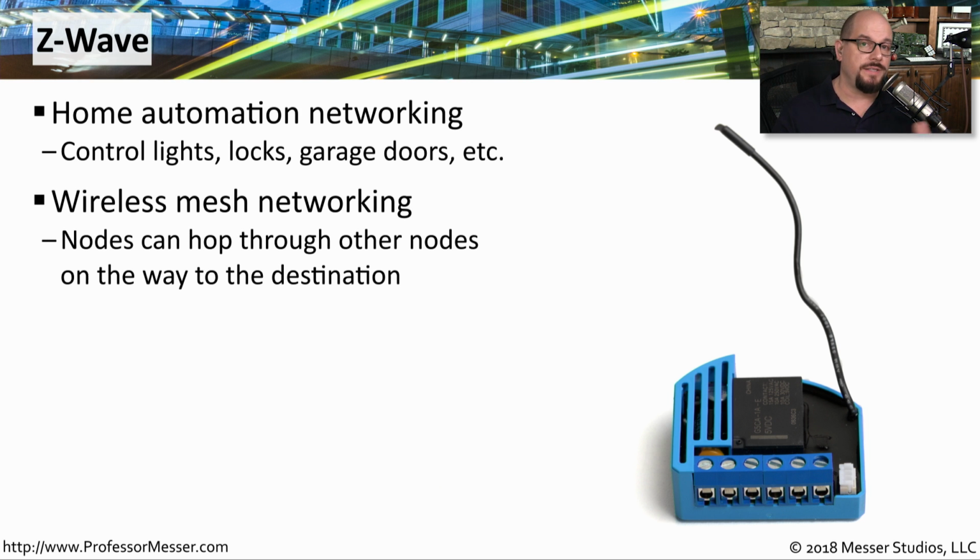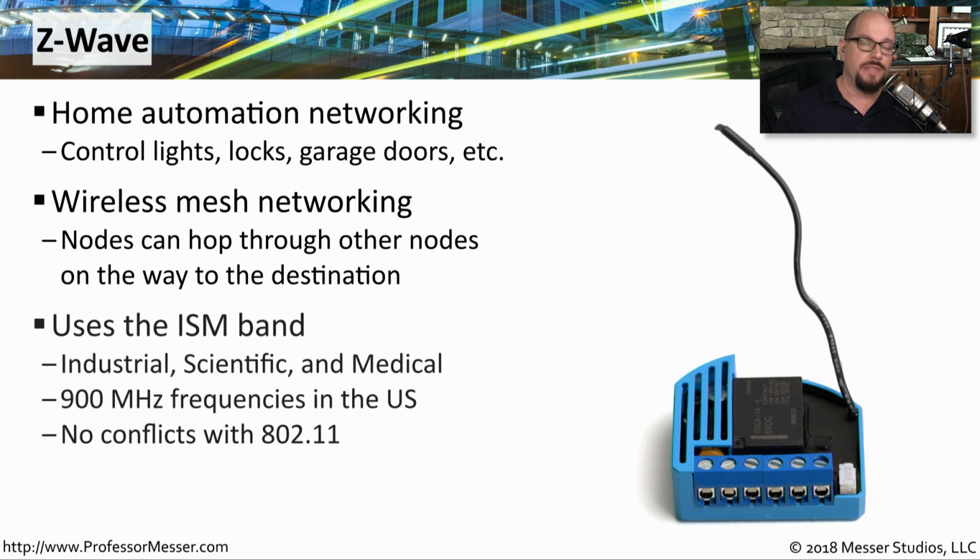These Z-Wave devices communicate through a wireless mesh network. You would put many different Z-Wave devices in your home, and they would hop through each other on their way to the destination. Z-Wave devices commonly communicate over the 900 megahertz ISM band. That's the industrial, scientific, and medical band, and there's no special license required to be able to use those frequencies. And since they're using the 900 megahertz band, there's no conflict with 802.11 networks that might be running in your home.